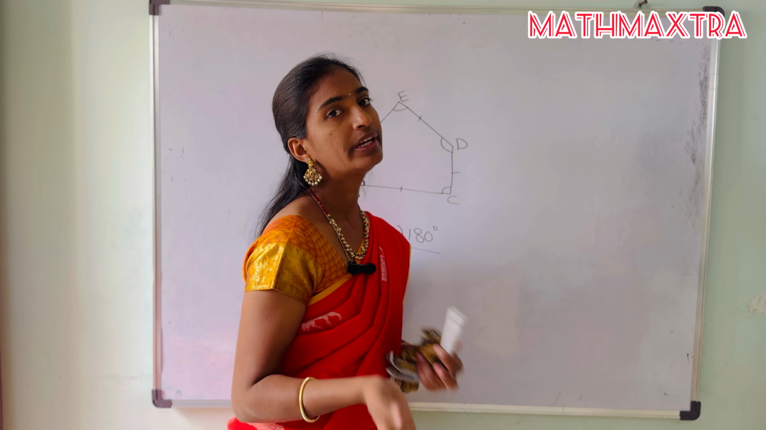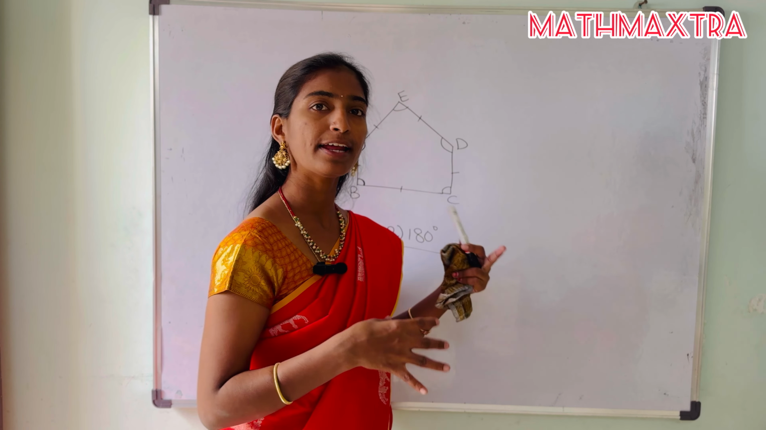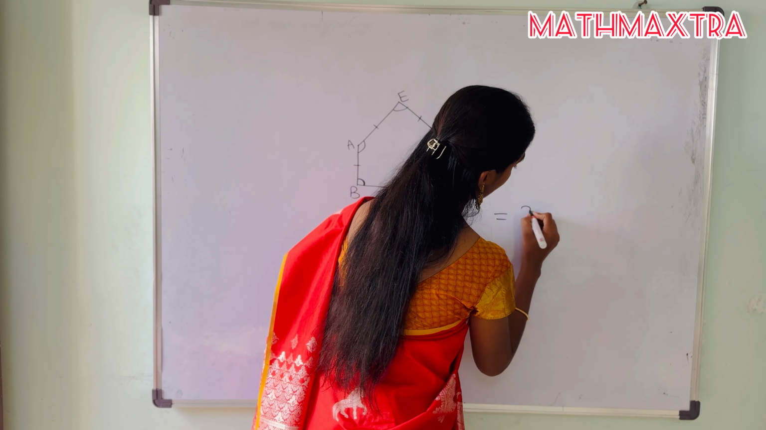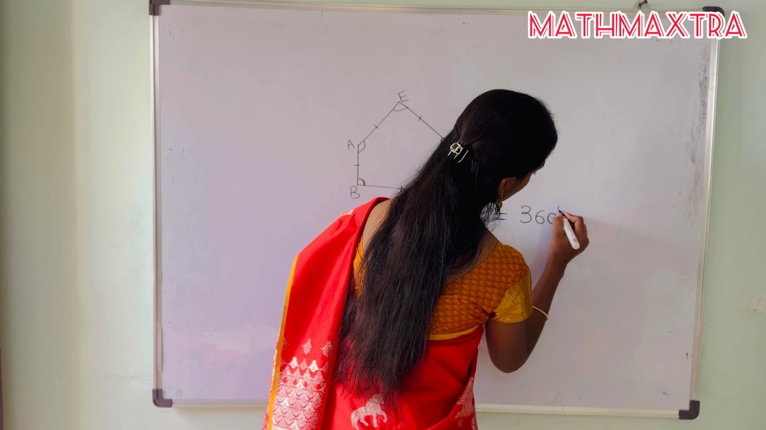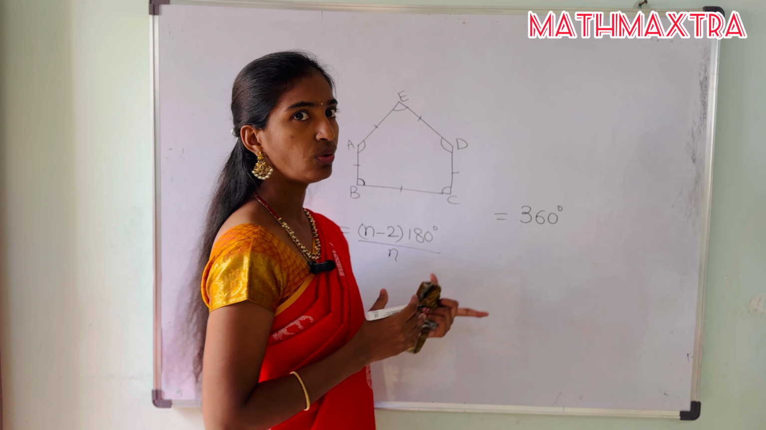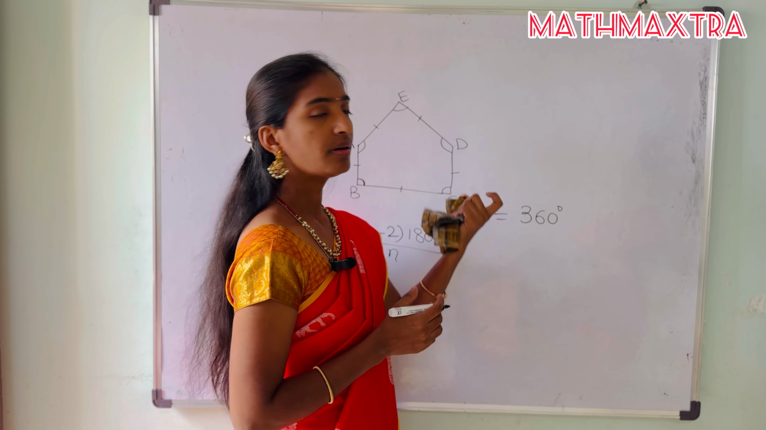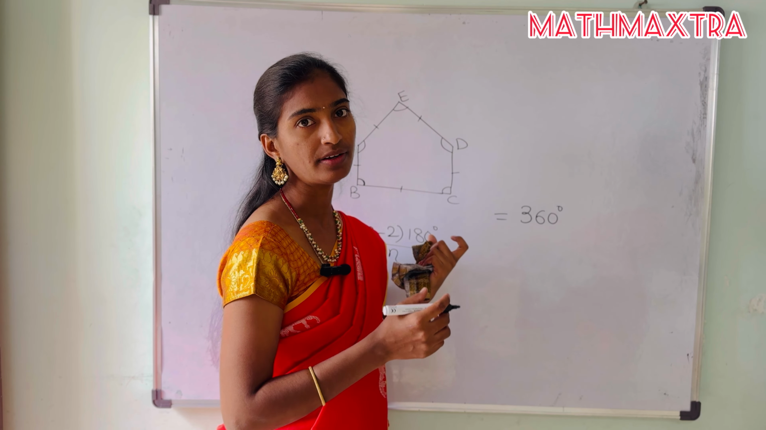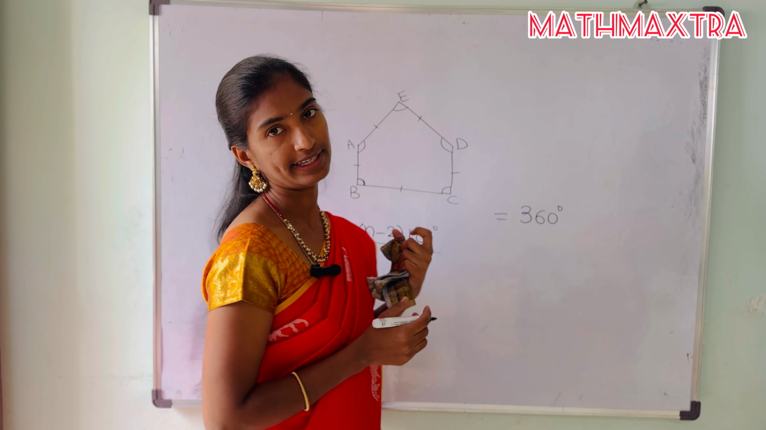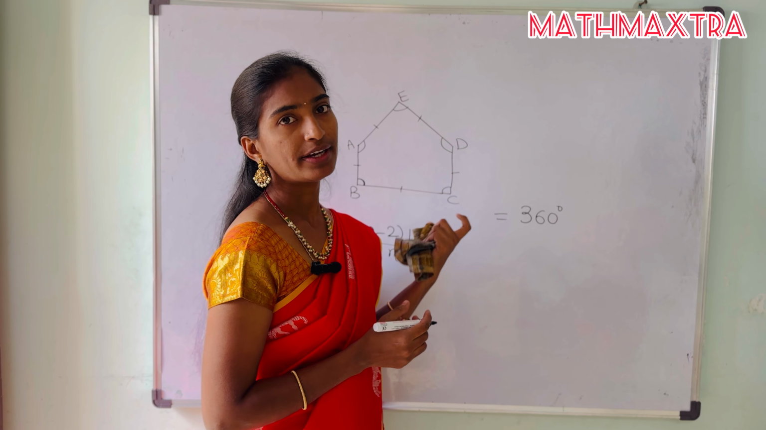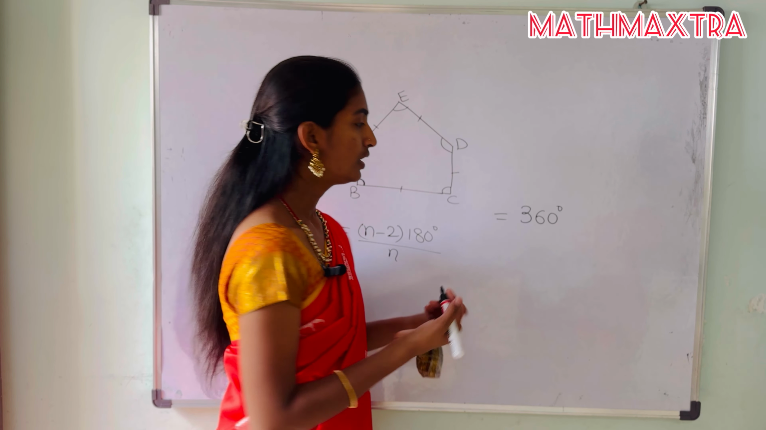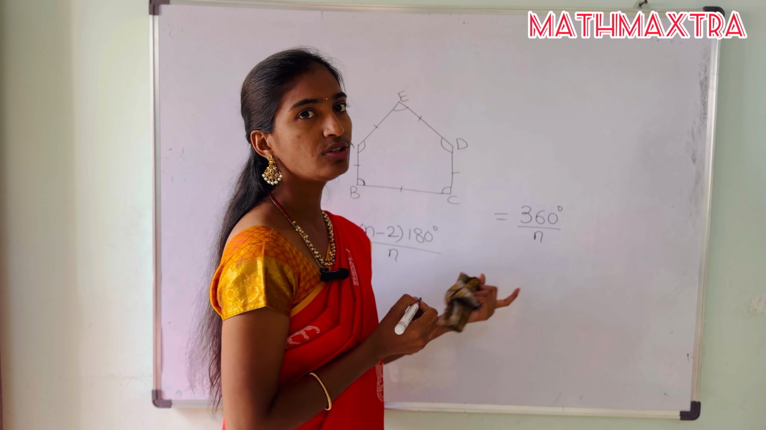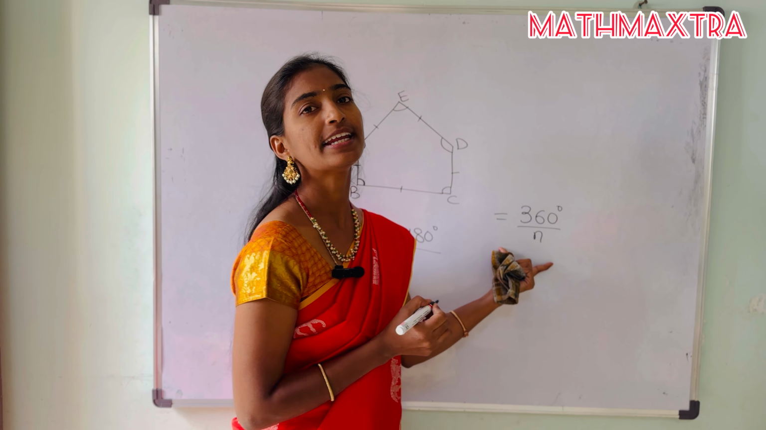You can also find each exterior angle of a regular polygon. See, we know the sum of all exterior angles is always equal to 360 degrees. In a regular polygon, if it is an n-sided polygon, obviously there are n angles. Yes, we can find each exterior angle also. If you divide 360 by n, then you can find each exterior angle.